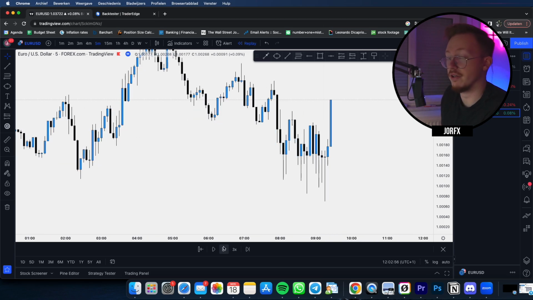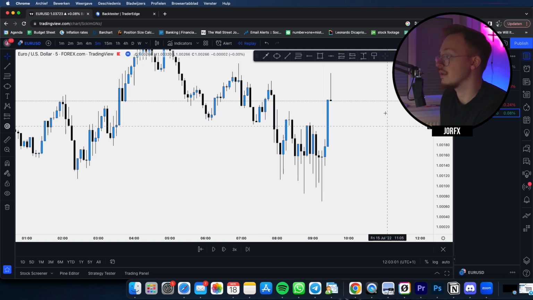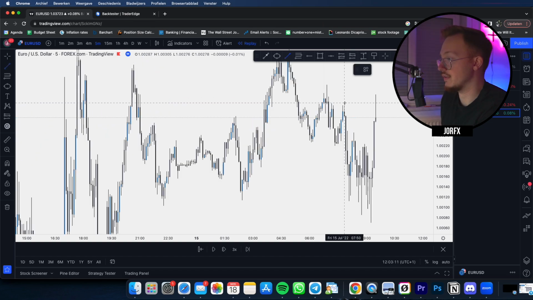Bam. This is the big volume I wanted to see in the market. After this candle, we get a candle like this. Now we have a fair value gap. We took out this high right here.